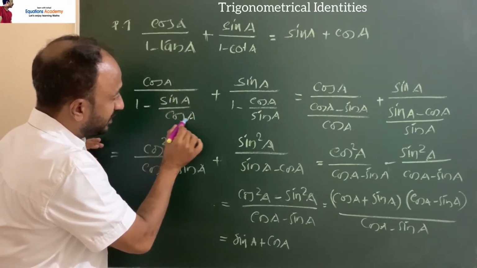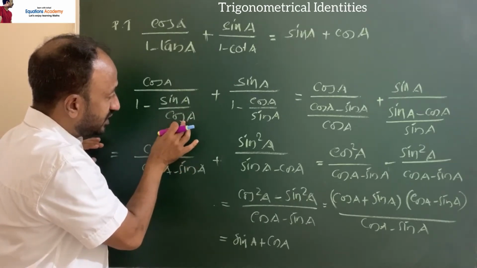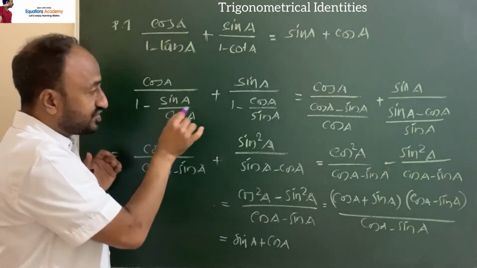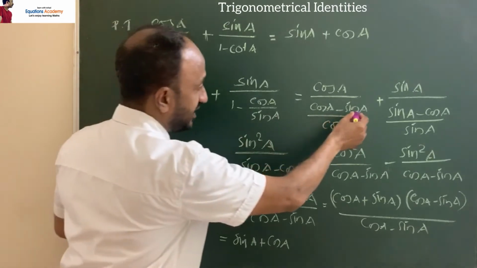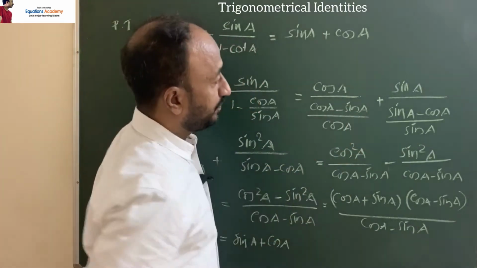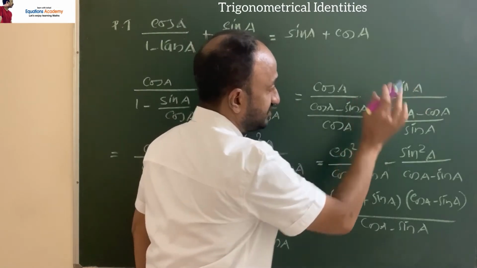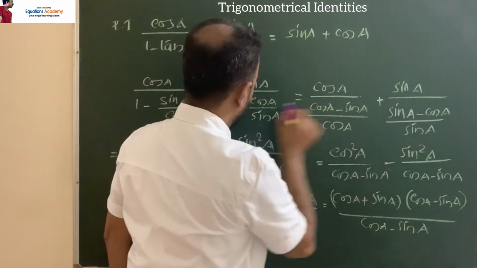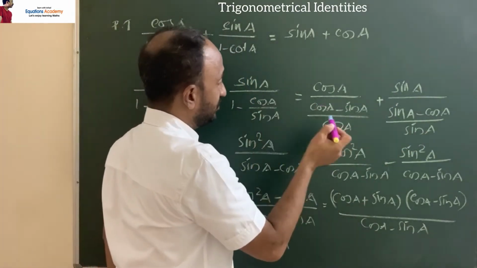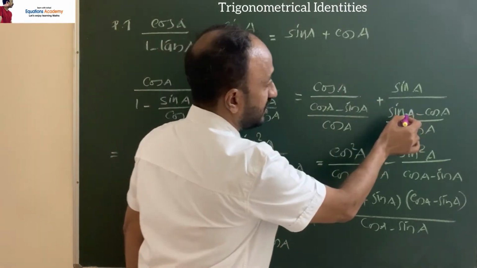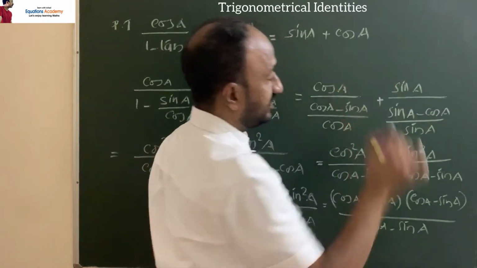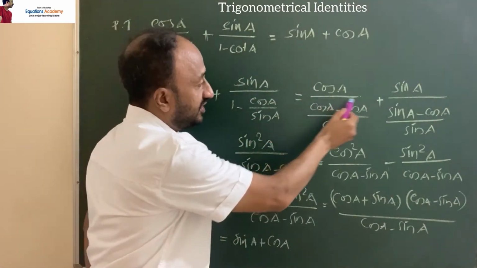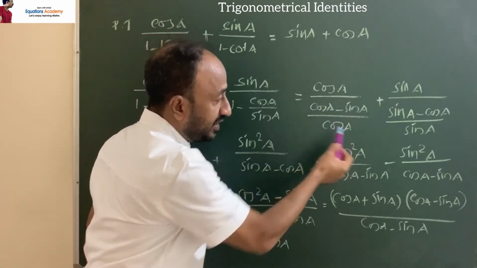So, 1 minus sin A by cos A: the denominator is cos A, take LCM cos A into 1, it is cos A minus sin A by cos A. Then sin A divided by the LCM sin A into 1, that is sin A minus cos A by sin A. Next step is cos A divided by cos A minus sin A by cos A.